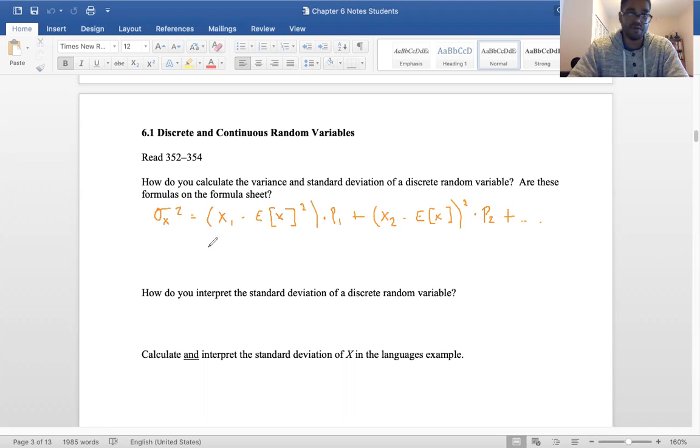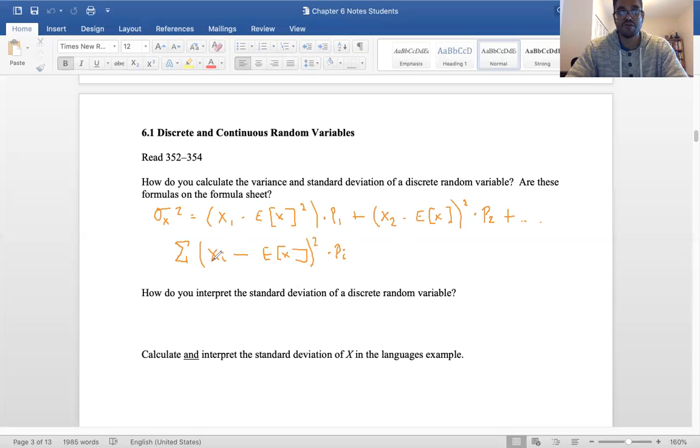And this basically can get rewritten as the sum. This sigma here means sum, so we're just going to add all these things up, of all the individual x's, so x i, minus the expected value of x, that quantity squared, times their individual probabilities. So this is quite a tedious calculation. It's really annoying to do.